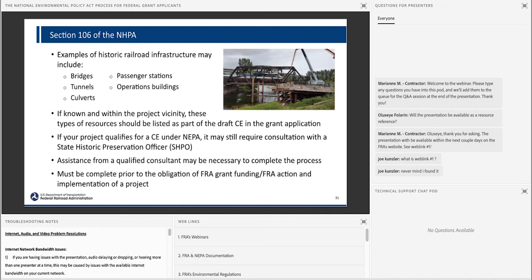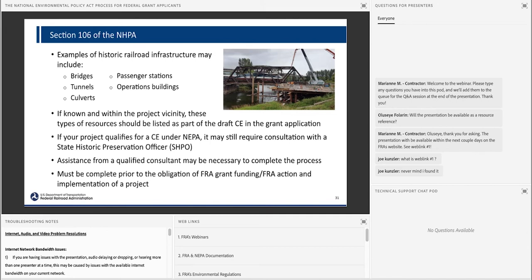So within the railroad world, here are examples of types of historic railroad infrastructure. If your CRISI project or other project is looking to replace, work on, or upgrade a historic resource, we're often seeing bridges, tunnels, culverts, passenger stations, or operation buildings that may require review, given the age or the significance of those resources. We would have examples of many different types of historic railroad infrastructure in these categories. If your project is impacting or is in the vicinity of these types of historic resources, we do encourage you to identify that up front.